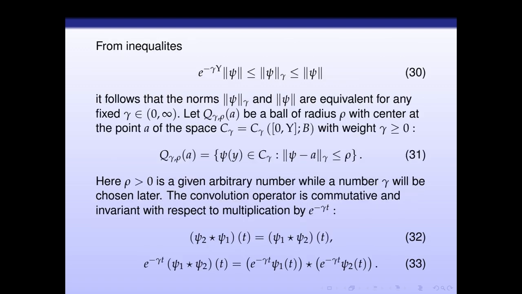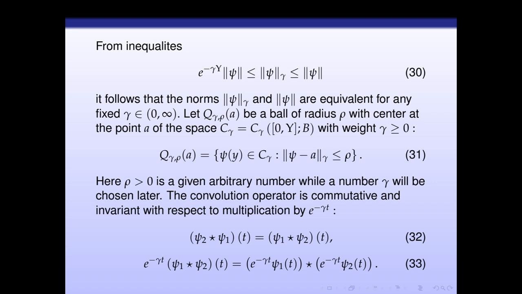From the inequality it follows that the norms Xi gamma and Xi are equivalent for any fixed gamma, and let Xi rho be a ball of radius rho with center at the point A of the space C gamma. We define it as ball 31. In this ball, we will consider the application of the fixed point theorem.